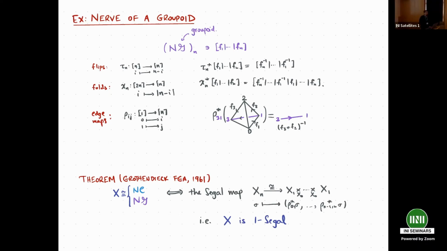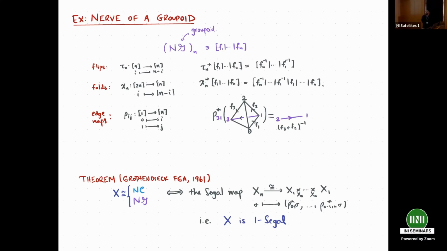And if you take something in the nerve of a groupoid as a composable sequence of n morphisms, then the flips act by inverting that sequence. There are also folds, which are maps from 2n to n. So 2n has an odd number of things, and n is in the middle. So if you fold along the crease given by n in 2n, then you get these fold maps. And what this action does is it will give you the concatenation of the inverse of the sequence with the sequence itself.